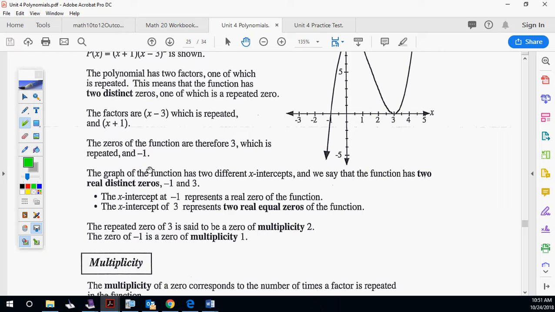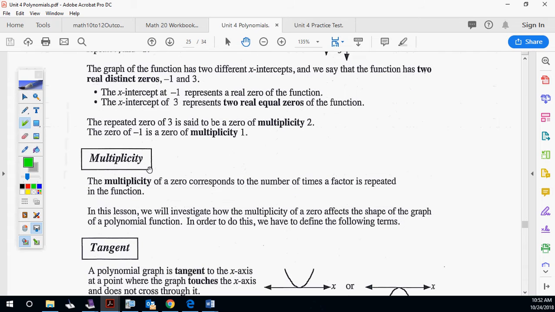The x-intercept of negative 1, that's just a normal 0. The x-intercept of 3 is repeated. Okay. And the repeated 0 of 3 is said to be a 0 of multiplicity 2. So this is kind of what we want to add today.